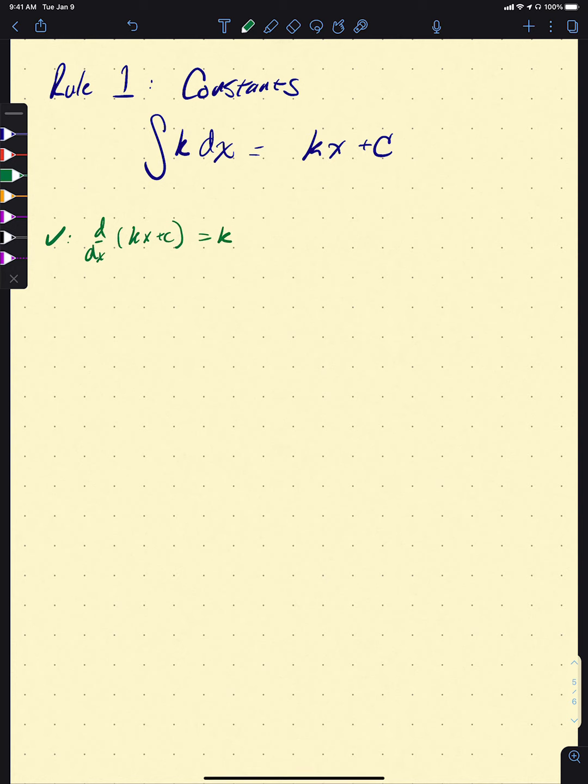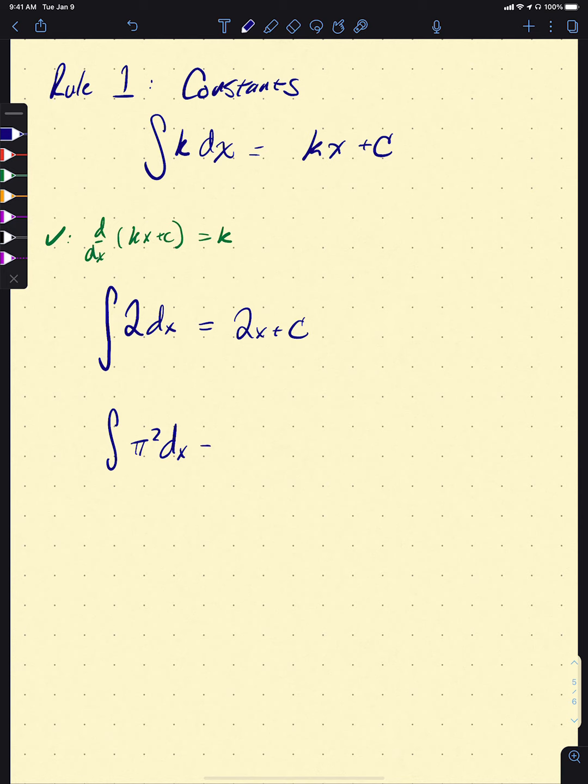So our guess was good. And we can do two quick examples of this. This is one of the ones that's a little bit easier to wrap our heads around, right? The integral of 2 dx is 2x plus c, right? Just following this rule. And maybe the integral of pi squared dx, well, it's pi squared x plus c.